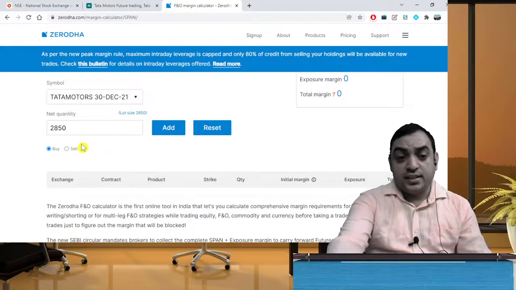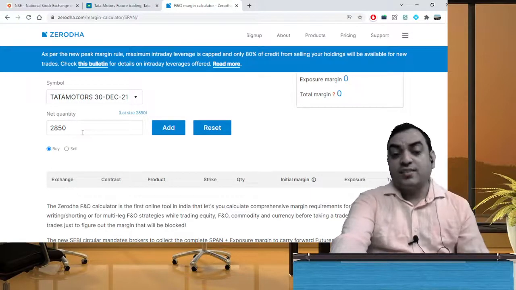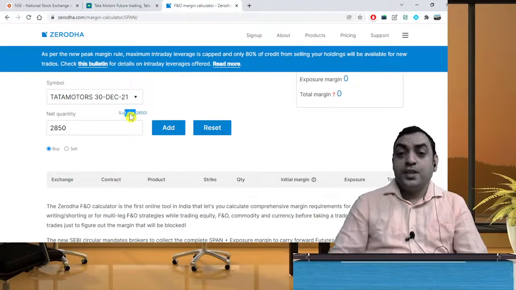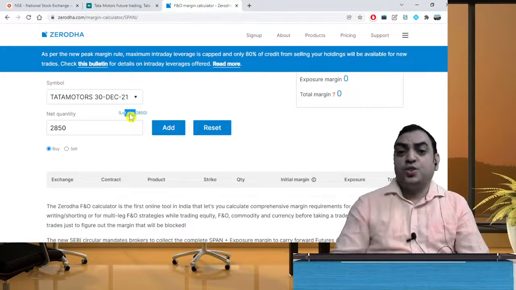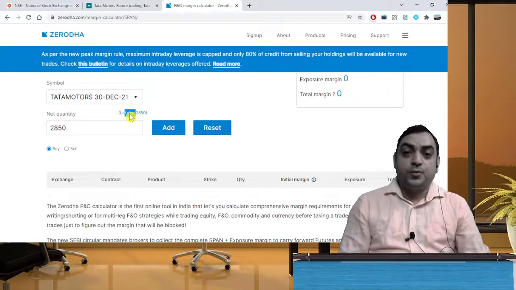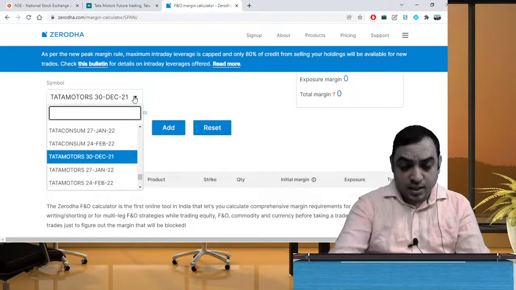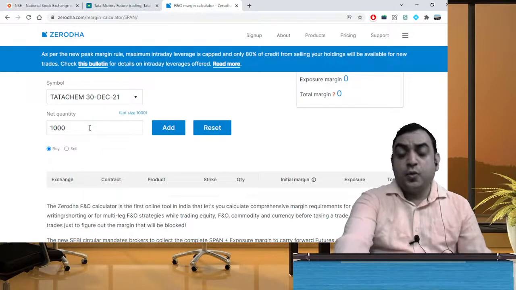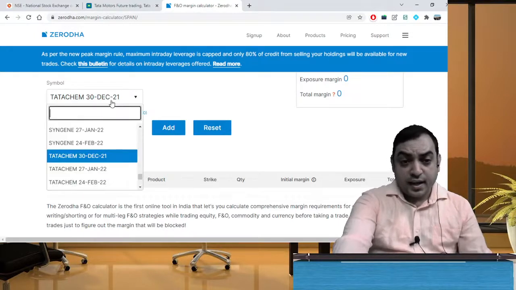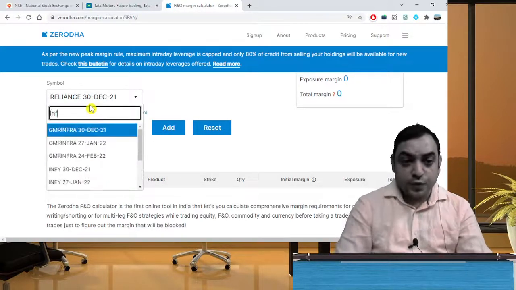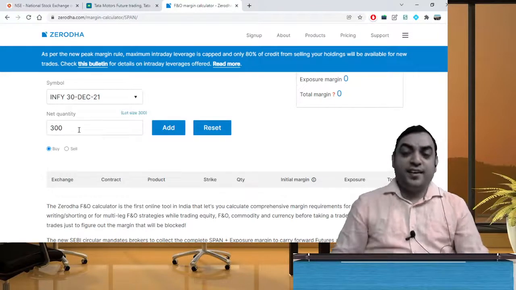And quantity, this is one more point you have to understand. It is lot size. This concept is not there in a forward contract. This concept is there only in futures, meaning you cannot buy however many shares you want. You can't do one share, two shares, you have to do one lot. See, one lot means 2850 for this Tata Motors. Let me select Tata Chemicals for you. One quantity, what is a quantity? One lot is 1000. And if I select Reliance, one lot is 250. Infosys, one lot is 300.